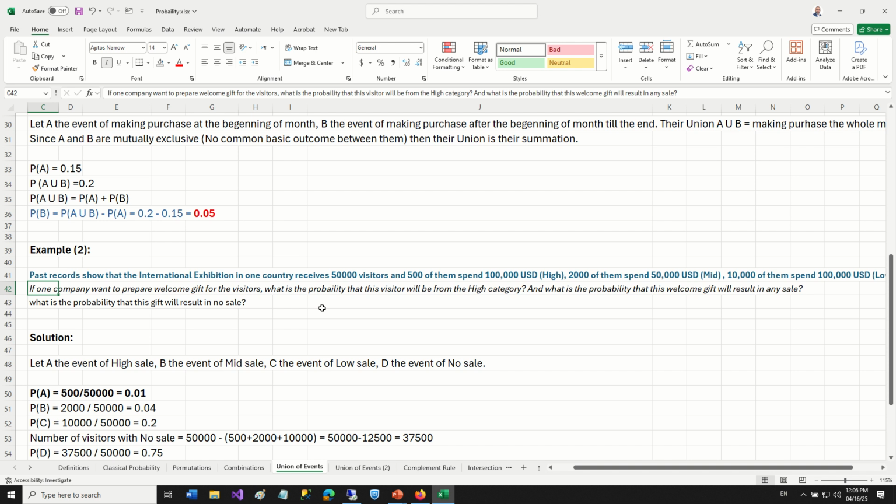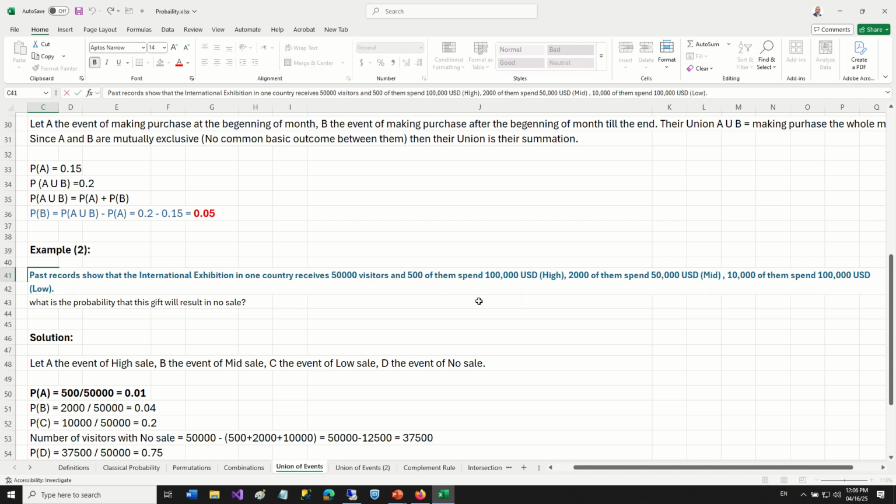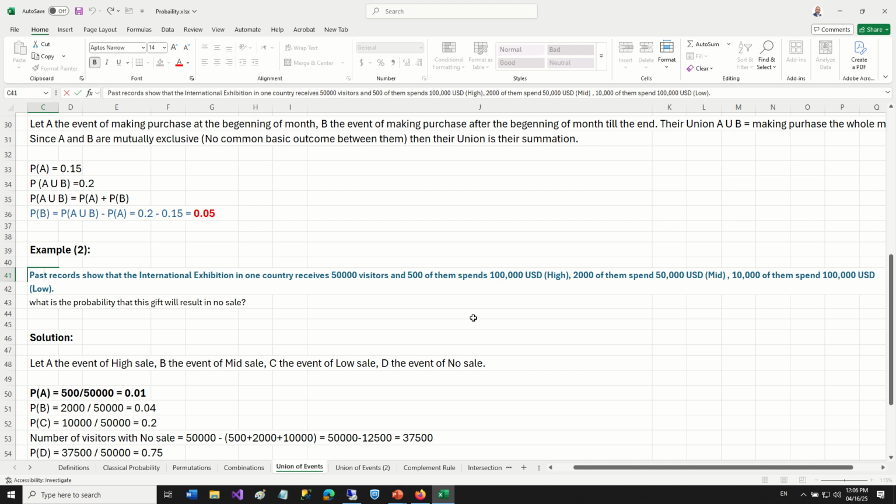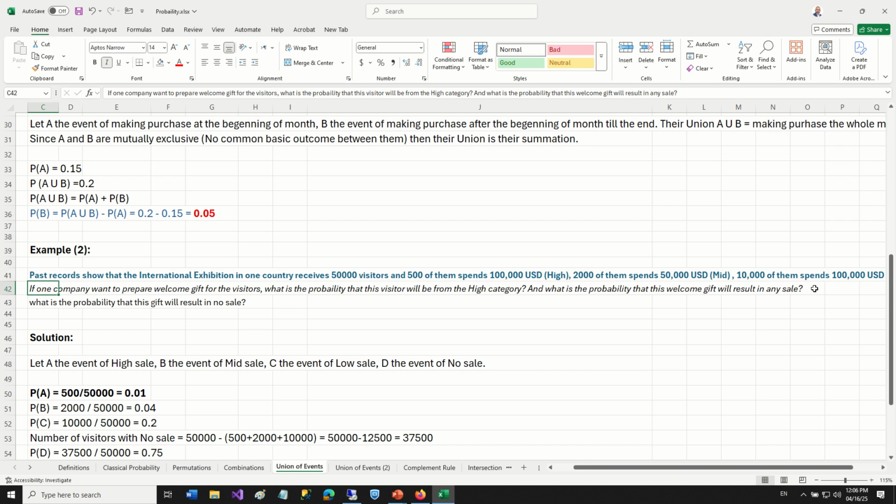For example 2, past records show that the international exhibition in one country receives 50,000 visitors, and 500 of them spent $100,000, which is the high category, and 2,000 of them spent $50,000, and 10,000 spent $100,000, which is the low category.